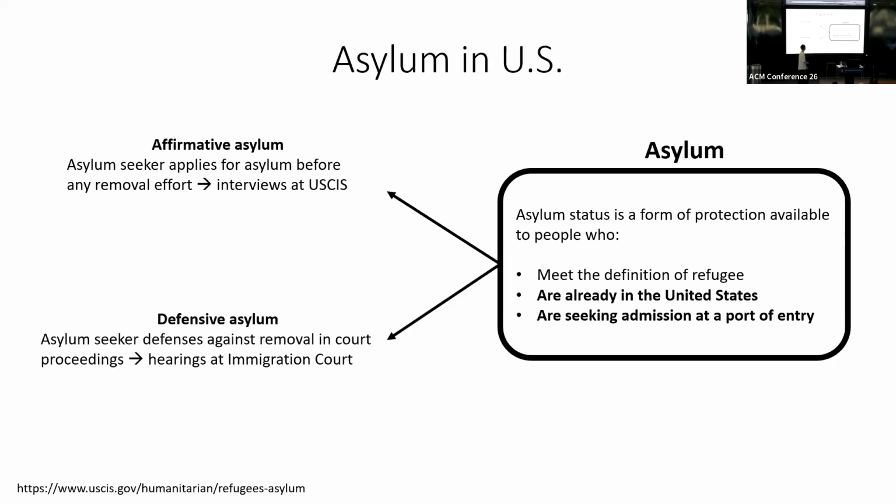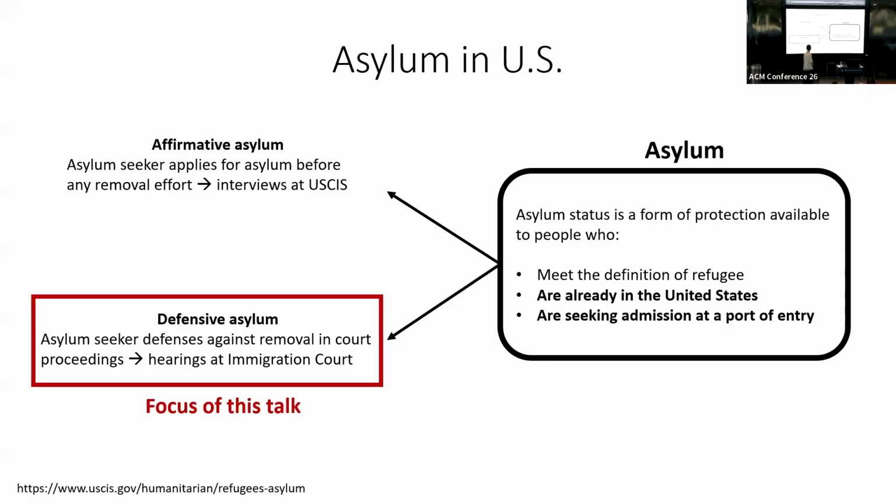Another way is defensive asylum, where an asylum seeker tries to defend themselves against a removal effort, by claiming they satisfy asylum status. So they need to go through several court hearings to prove that they merit asylum, i.e., meet the definition of refugee. A judge in the immigration court will decide whether the asylum seeker is eligible for asylum status or not. This talk will be focused on the defensive asylum system, in particular the process in the immigration court.